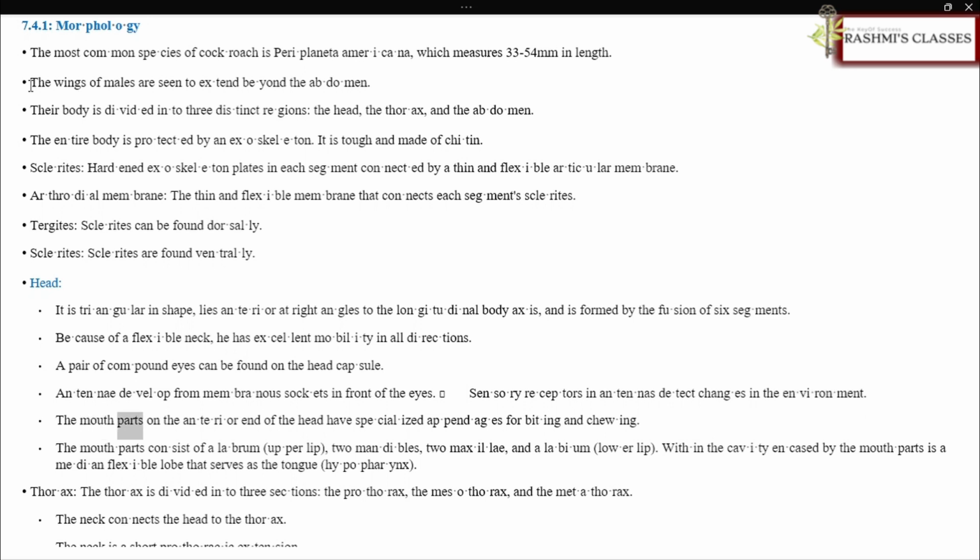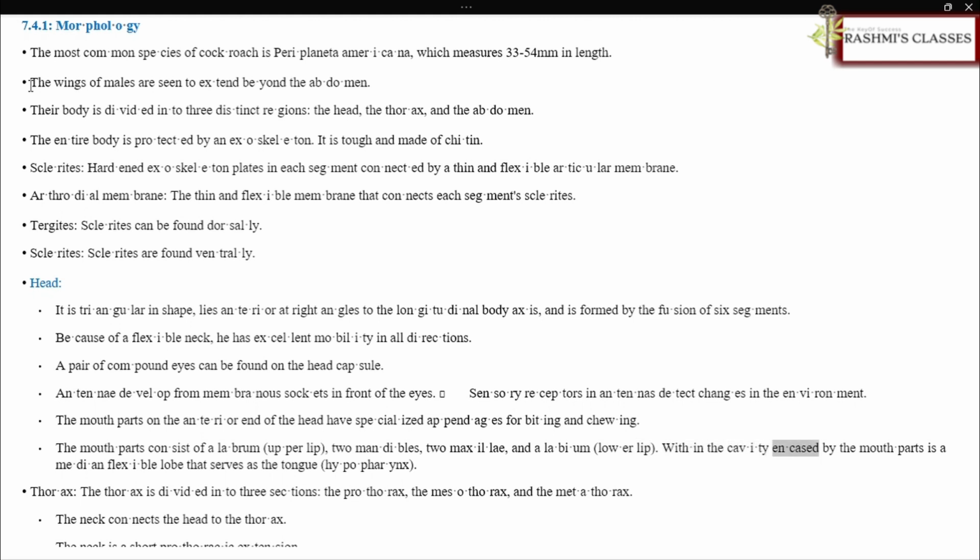The mouth parts on the anterior end of the head have specialized appendages for biting and chewing. The mouth parts consist of a labrum, upper lip, 2 mandibles, 2 maxillae, and a labium, lower lip.